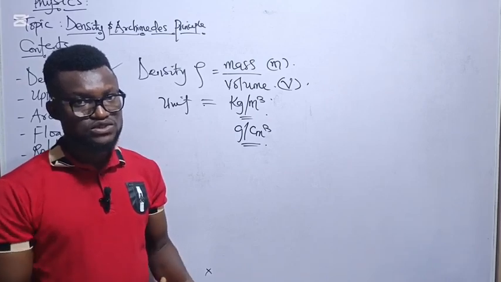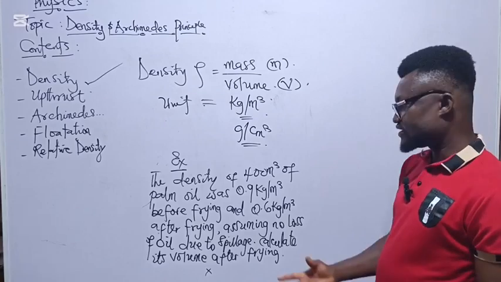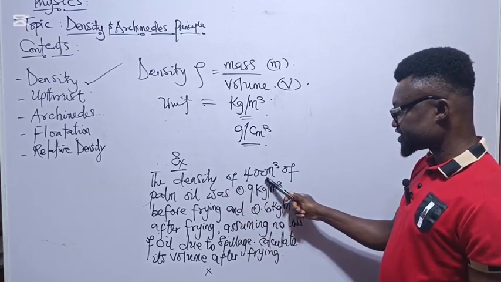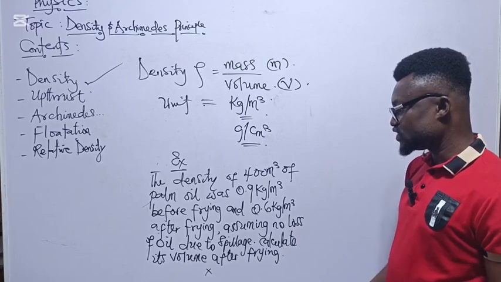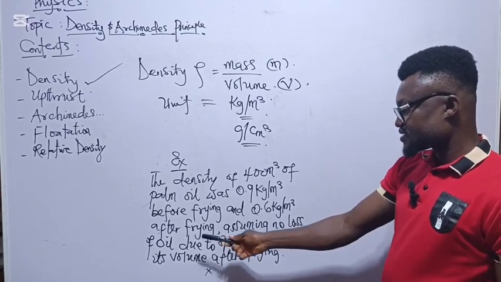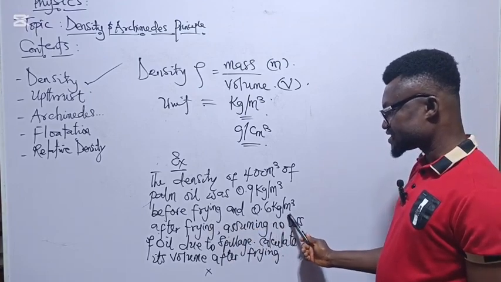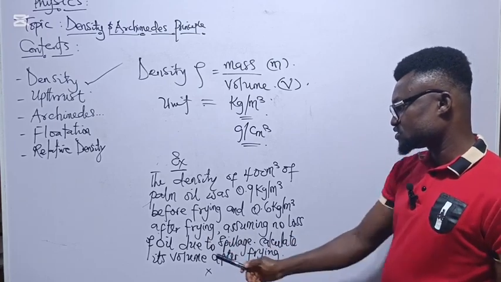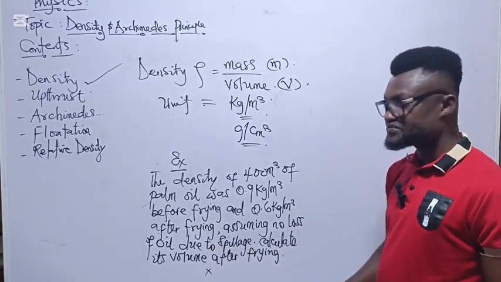Okay, now let's look into calculation of density. So we have a question on the board. It reads: the density of 400 meter cube of palm oil was 0.9 kilogram per meter cube before frying and is 0.6 kilogram per meter cube after frying. Assuming no loss of oil due to spillage, calculate its volume after frying.